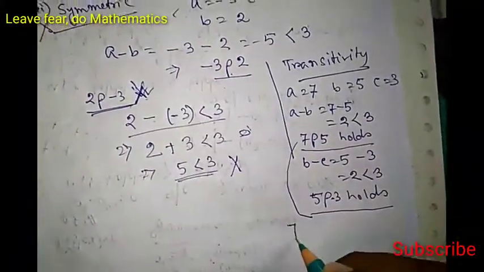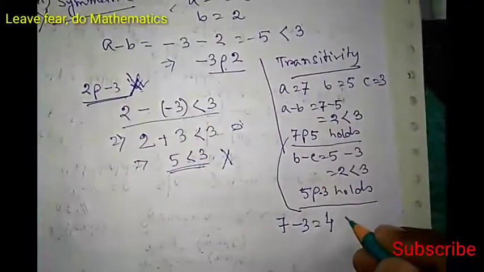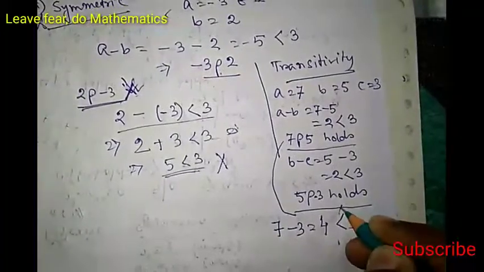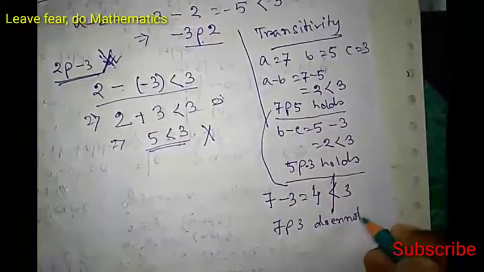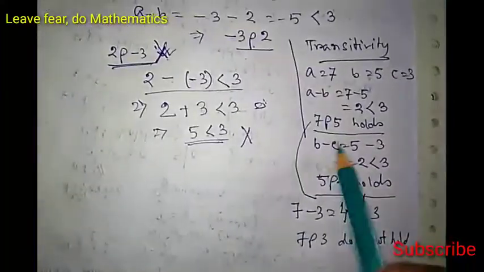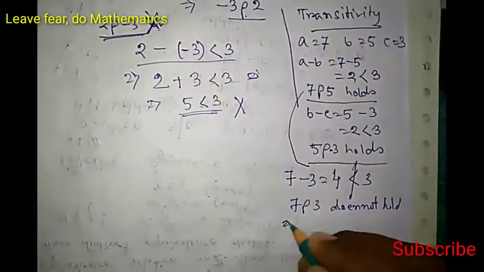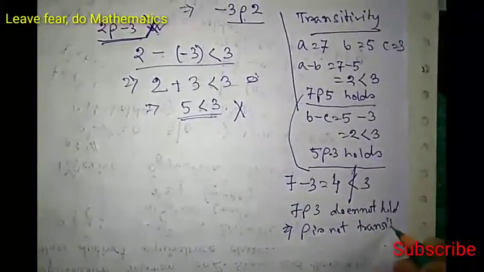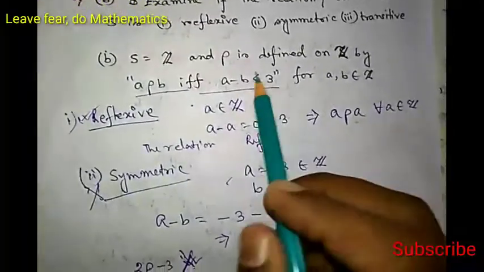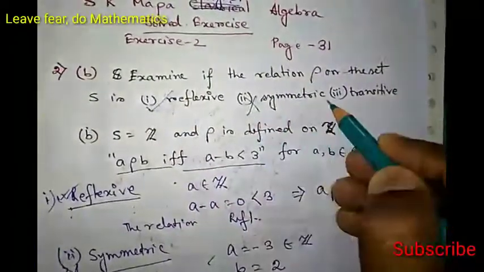Now let us check. 7 minus 3 equals 4, and 4 less than 3 is not true, this is not possible. Hence 7 rho 3 does not hold. Though 7 rho 5 and 5 rho 3 hold, 7 rho 3 does not hold. So this implies rho is not transitive. So transitivity also does not hold. Hence, friends, this relation is reflexive, but not symmetric and not transitive.